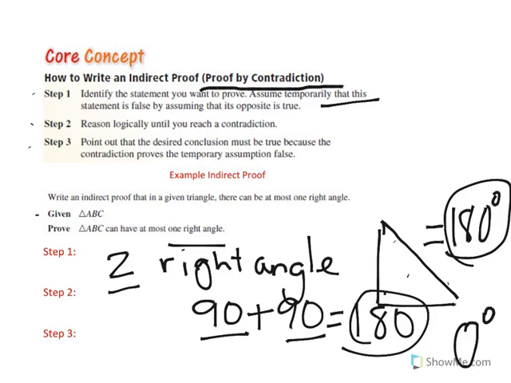Well, we know that we cannot have an angle in a triangle that is 0 degrees. So we just reason logically until we reach the contradiction, and the contradiction is that we cannot have a 0 degree angle in any triangle. So this right here must be true, that we can only have one right angle in any triangle, because having 2 would make a 0 degree angle. So we're kind of going backwards and proving this statement false in order to get to the proof.